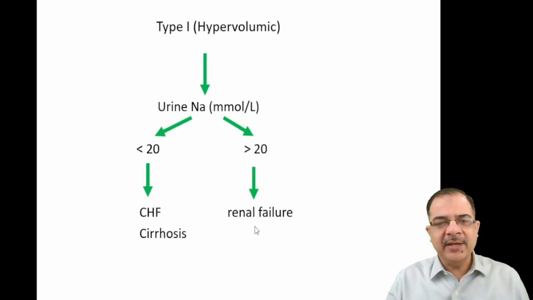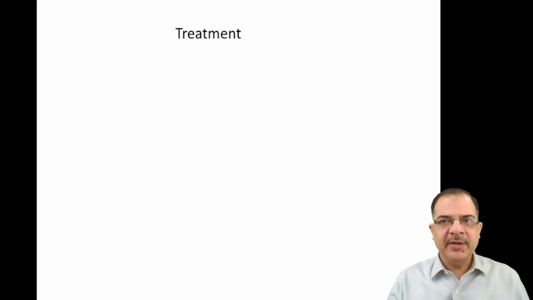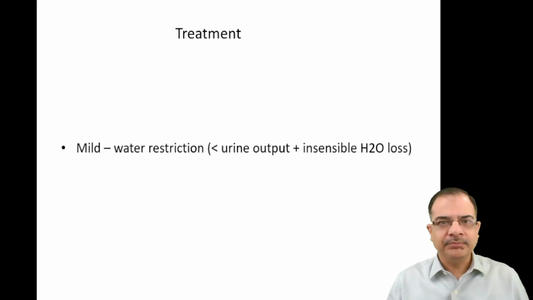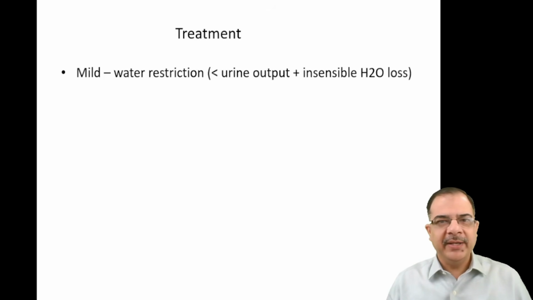The cause is renal failure, like chronic kidney disease or acute kidney injury, in which there is hypervolemia due to low GFR. Sodium will be diluted in those cases. So urinary sodium will be important in the diagnosis. Now, what is the treatment of hypervolumic hyponatremia?